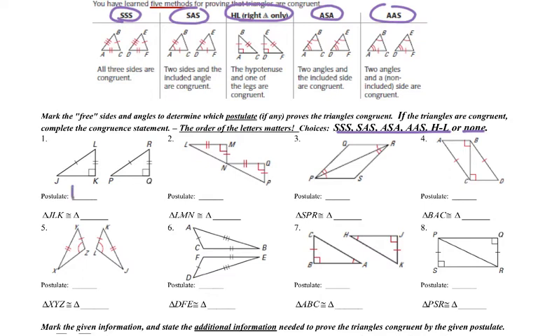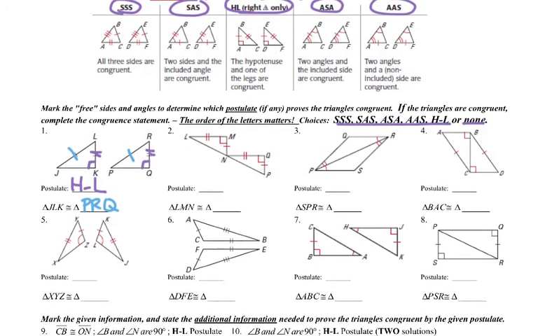So if we look at the first one, it's going to be our new one, HL. It's got the right angle symbol, it's got the pair of legs, and it's got the hypotenuse. That's what HL looks like. JLK, PRQ. And by this time you should be like, I am good with this. I'll leave the pictures up there.